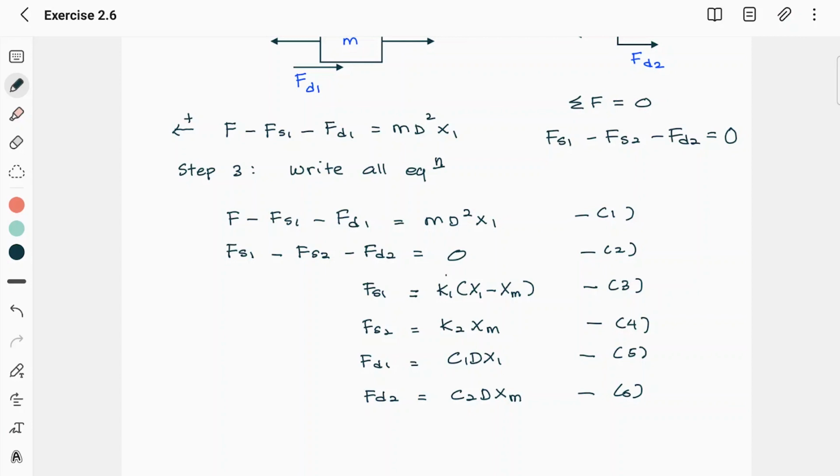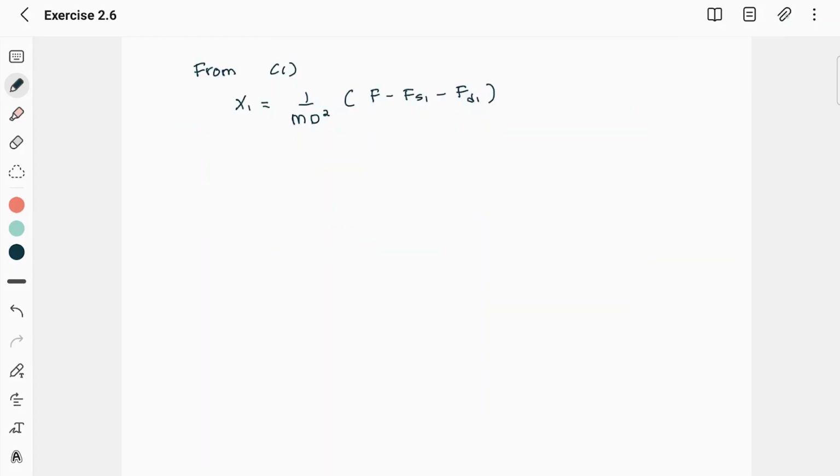Step number 3 is to write all the governing equations for other components. So we have two equations from the analysis, and the other four are the governing equations for individual components. So in total, we will have 6 equations. Now, let's draw the block diagram.